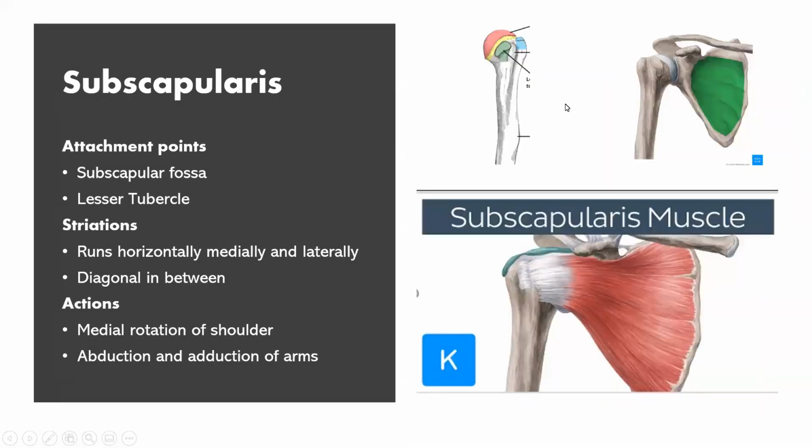Finally, we're looking at the subscapularis, which is located on the interior portion of the scapula. Its attachment points are the subscapular fossa, which again is located on the interior side of this scapula. And its lateral connection point is the lesser tubercle on the humerus.